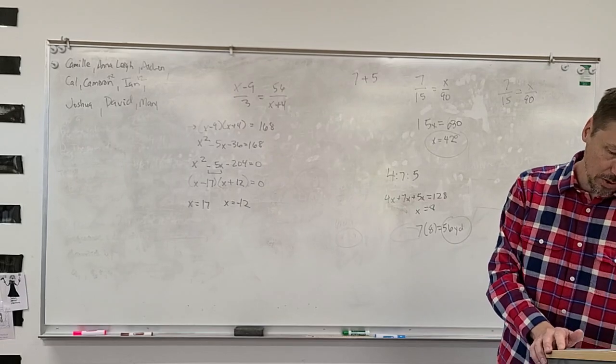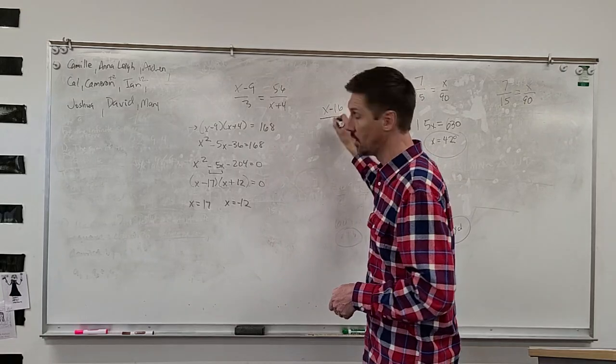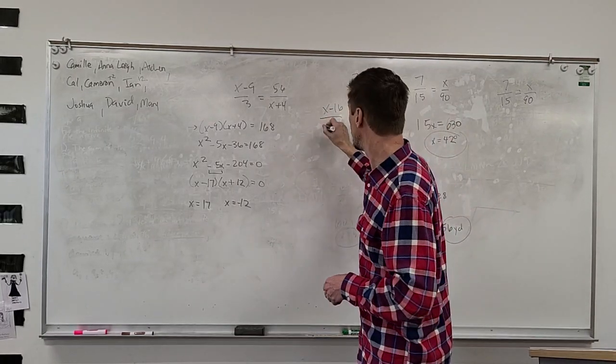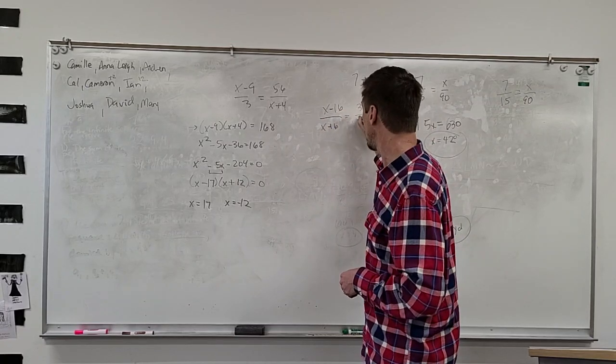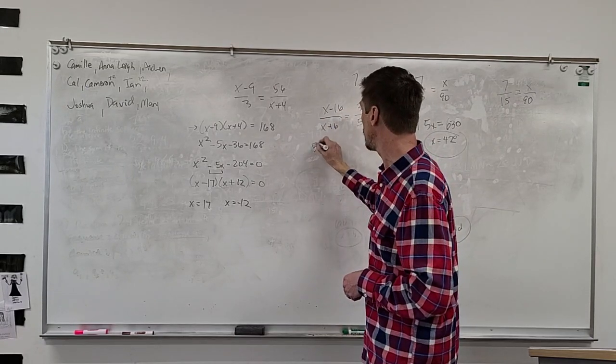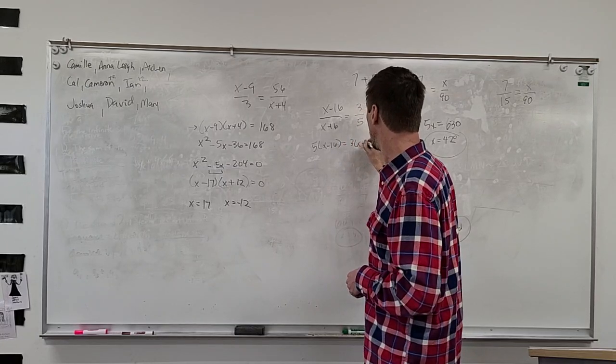I would want you to be able to figure out problems like number 18, where it's x minus 16 over x plus 6 equals 3/5. You're doing exactly the same thing. It's just when you cross multiply with this one, you don't get a quadratic, right?